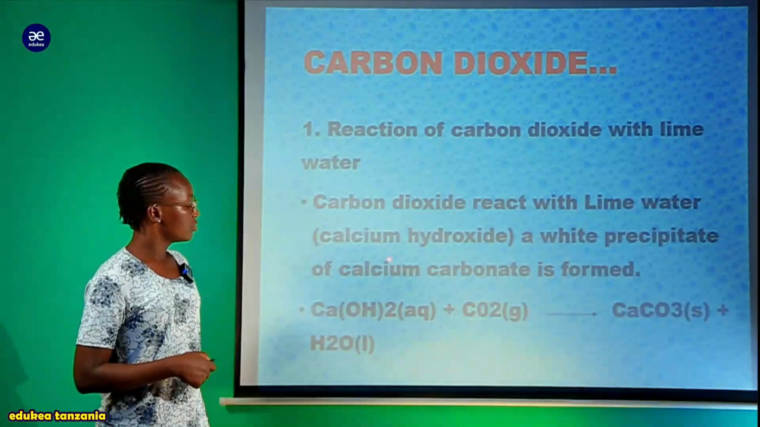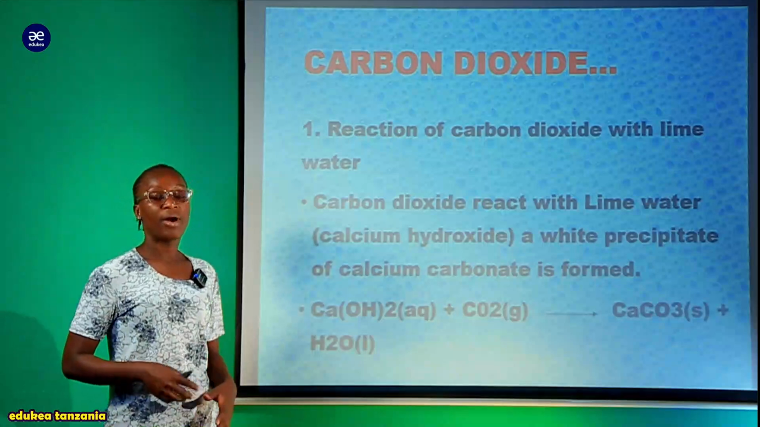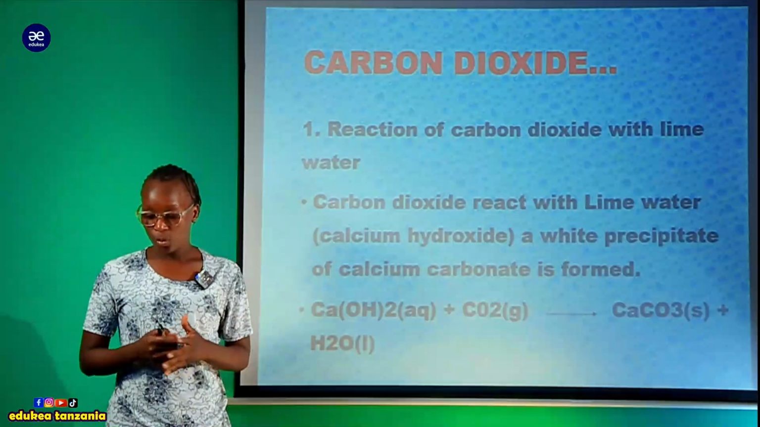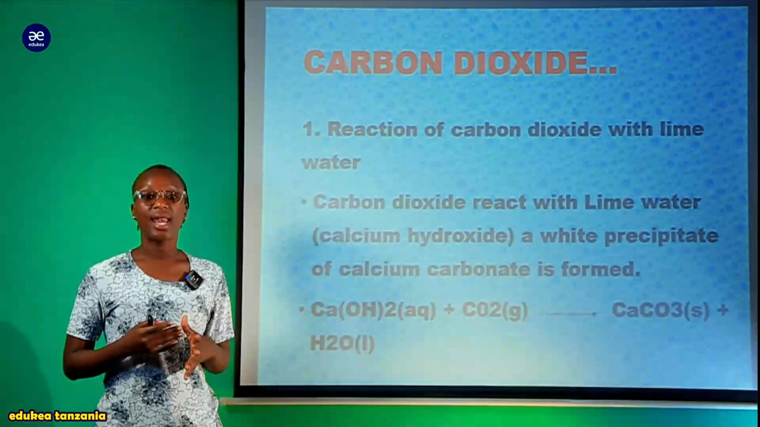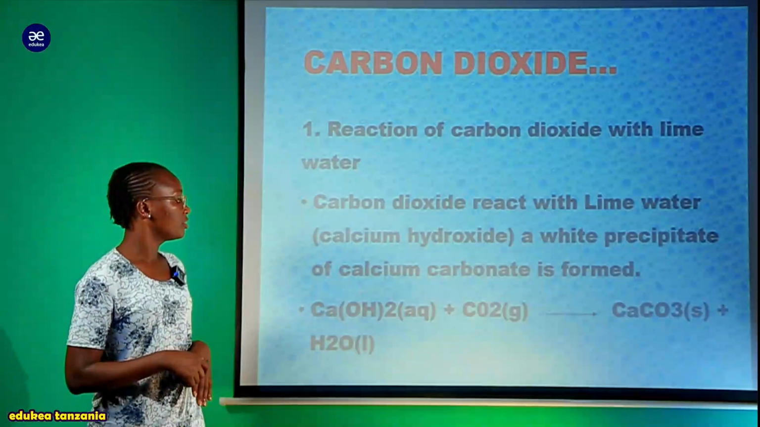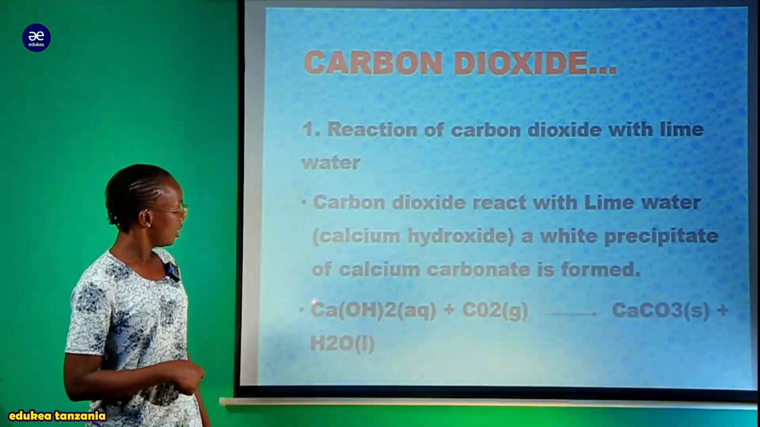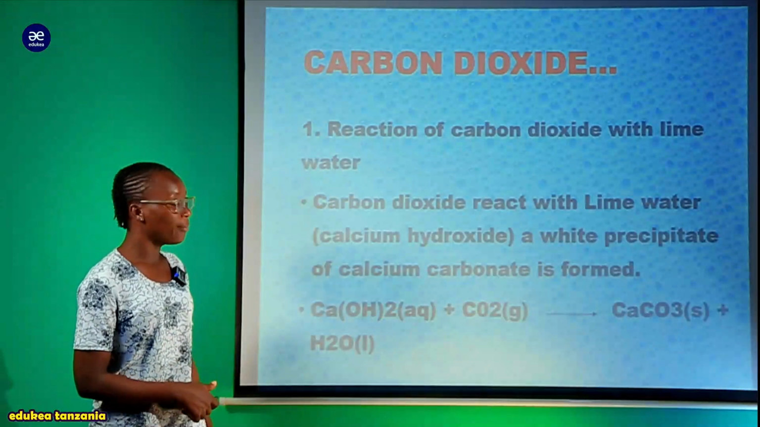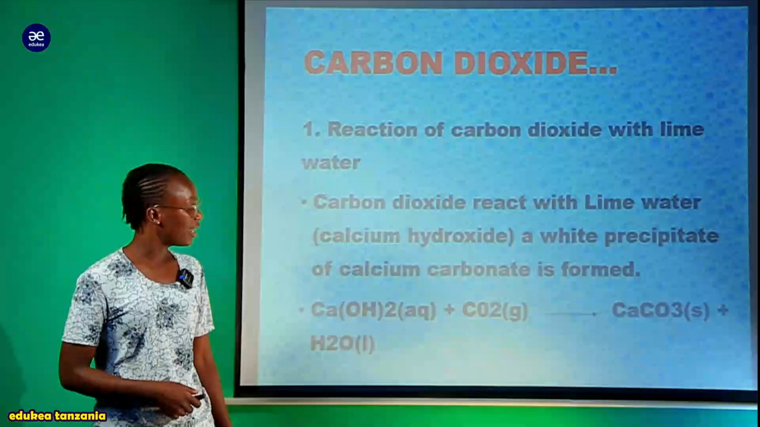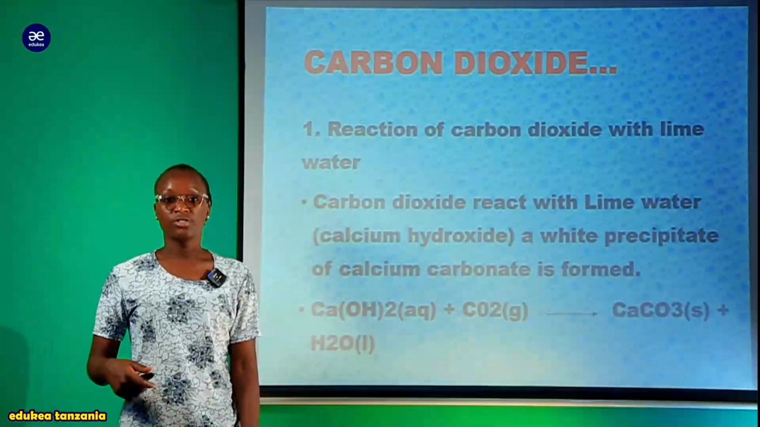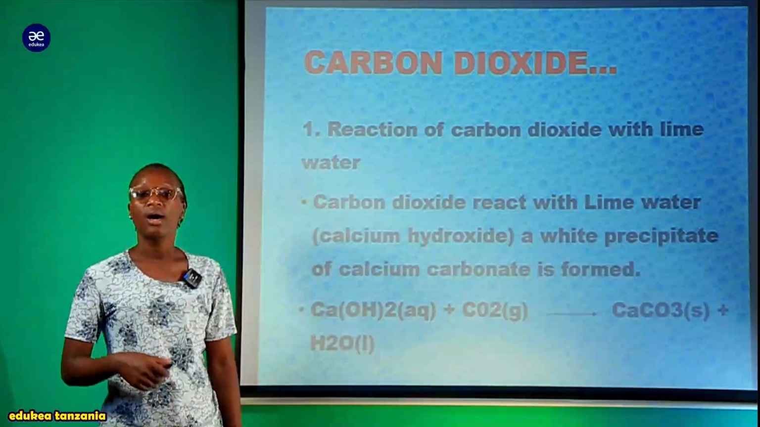A white precipitate of calcium carbonate is formed. Kwamba wakati carbon dioxide itakapo react na lime water, tutaenda kuona formation ya calcium carbonate. For instance, here we have calcium hydroxide, which is lime water, reacting with carbon dioxide. We are going to have calcium carbonate, but also a water molecule.